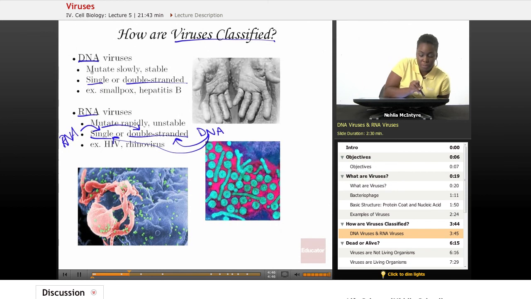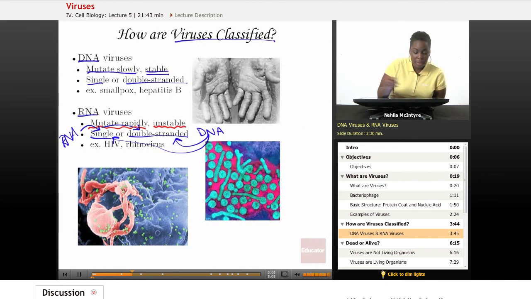The DNA viruses mutate very slowly. However, the RNA viruses mutate very rapidly. The DNA viruses are very stable viruses. They last longer. And the RNA viruses are very unstable.